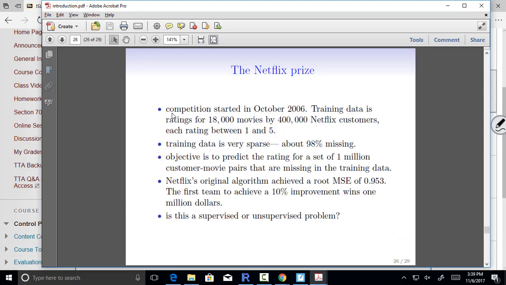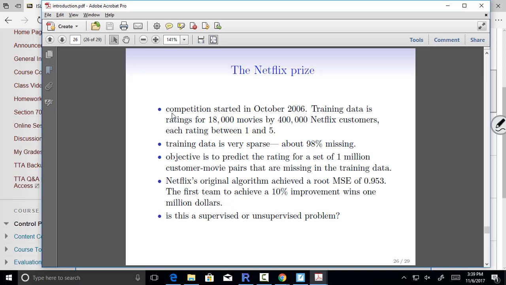Netflix challenge, which was 10 years ago. Maybe you heard about it. Netflix put up $1 million and said, here's a big training data set. Basically, it's data on users and what movies they have watched and the ratings they gave to those movies.